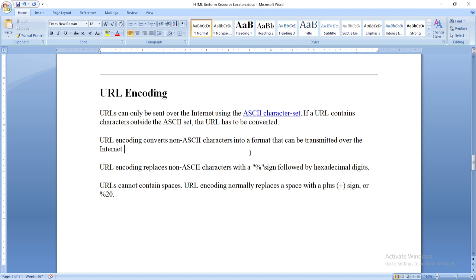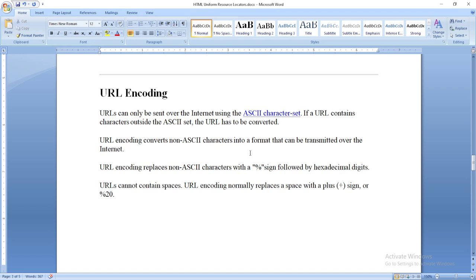URLs cannot contain spaces. URL encoding normally replaces a space with a plus sign or %20, and that's all.